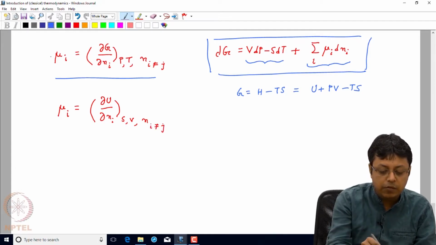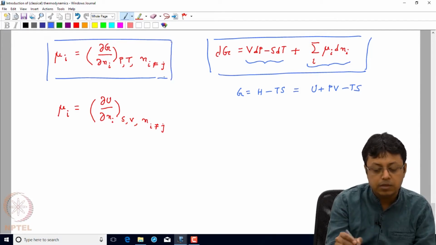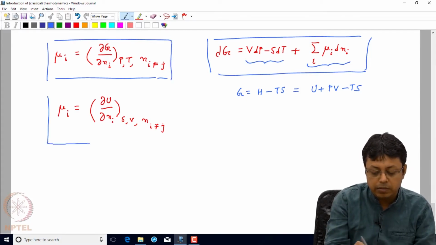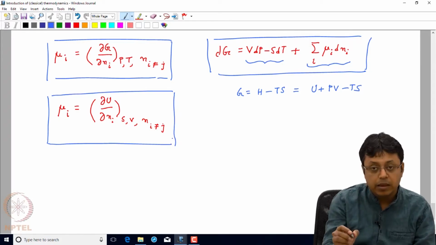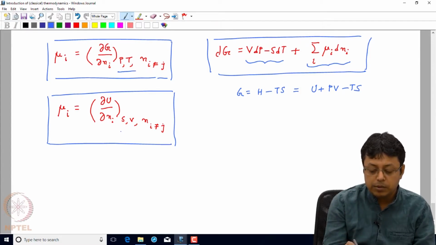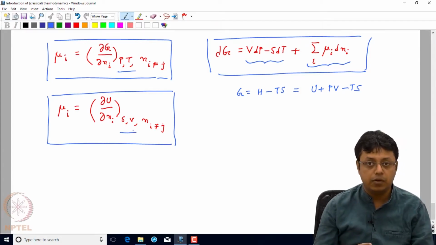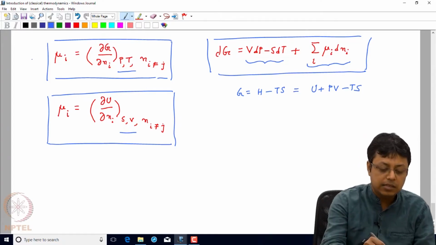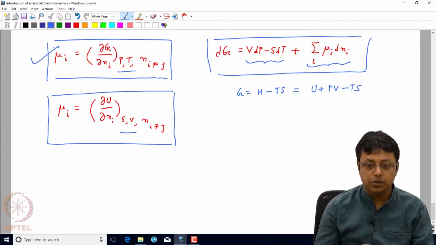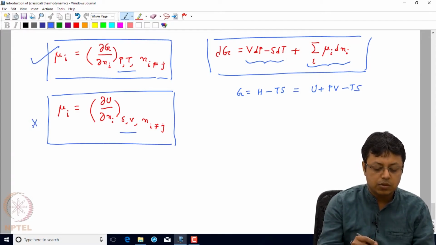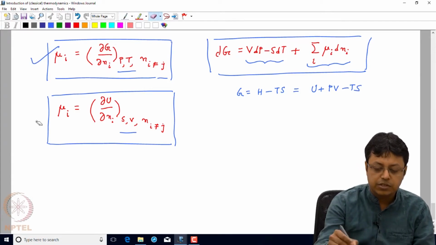Now these are actually equivalent definitions. I can define mu i in terms of the change in Gibbs free energy, or in terms of the change in internal energy. For Gibbs free energy, the constant parameters other than the constituents are pressure and temperature, whereas for internal energy the constant parameters are entropy and volume. Since in most chemical processes, as I have stated again and again, the natural choice is that pressure and temperature are kept constant, this is a more useful definition than the other, although these are all equivalent definitions.